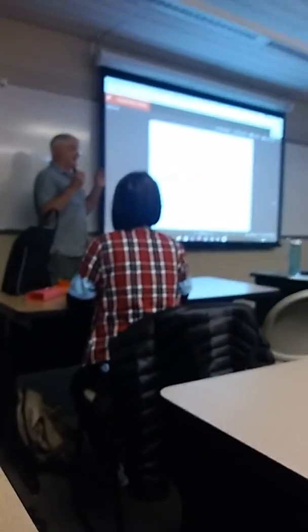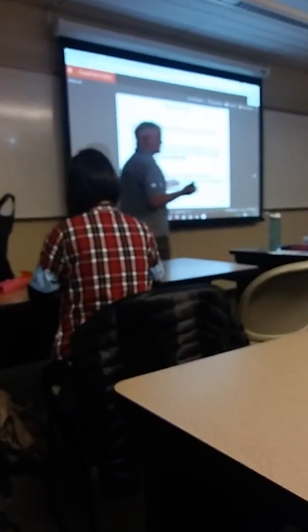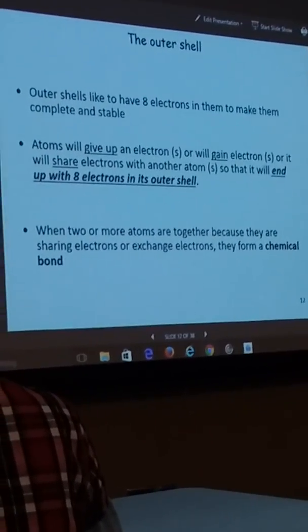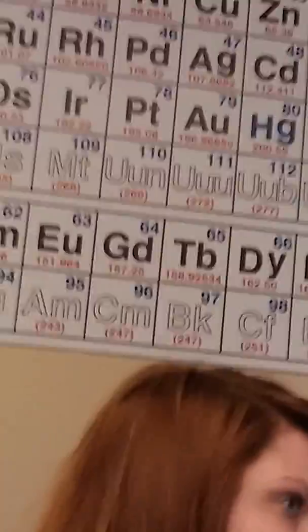Atoms want to have 8 electrons in their outermost shell. That's their goal. That means they're stable. But as we can see on our periodic table of elements, most individuals don't have 8 in their outer shell. They're short by some amount. So they're going to need to do something.